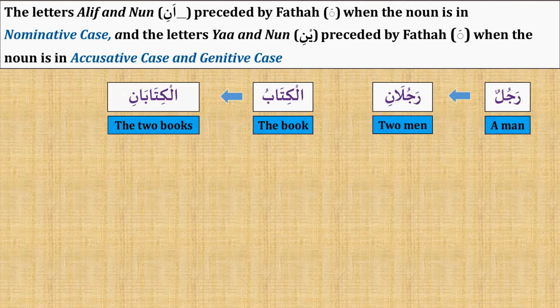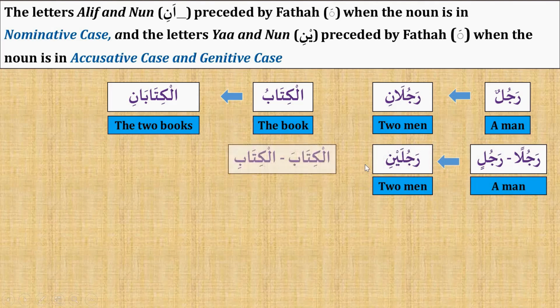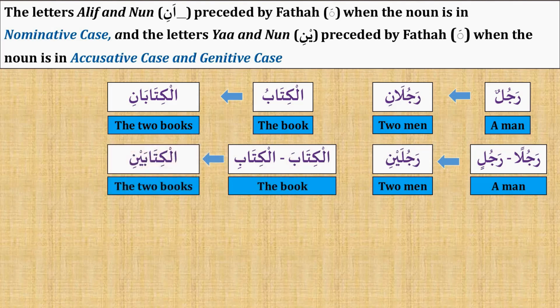Al-kitabani, the two books. This is in nominative case, but in accusative case and genitive case as following: rajulan and rajulin. In this case it becomes rajulayn, two men. Next example, al-kitaba or al-kitabi, the book. It becomes al-kitabayn, the two books, in both accusative or genitive case. When the noun ends with fatha or kasra, in dual form it becomes ayn, al-kitabayn.